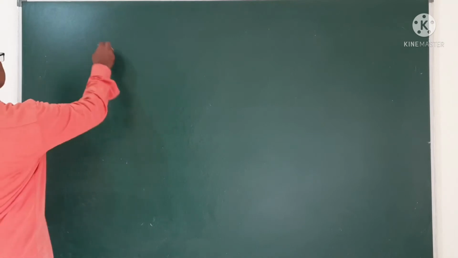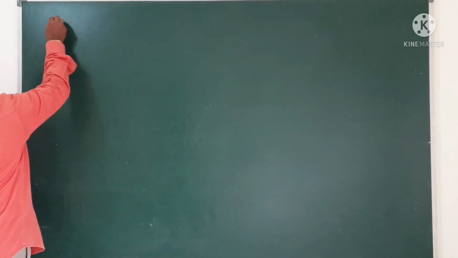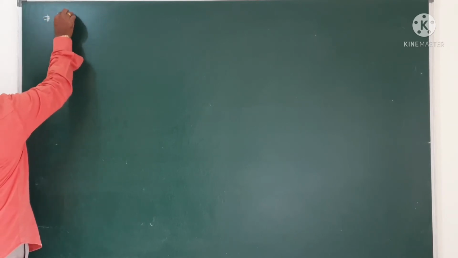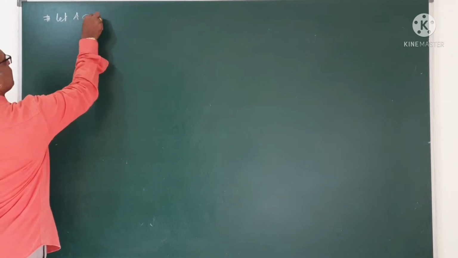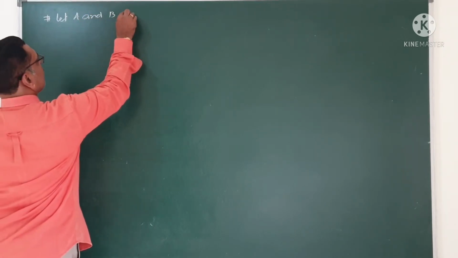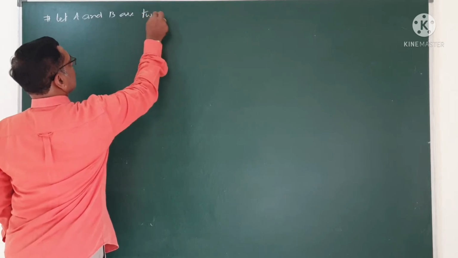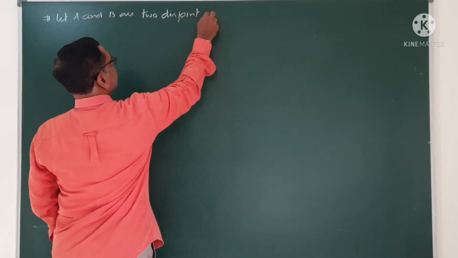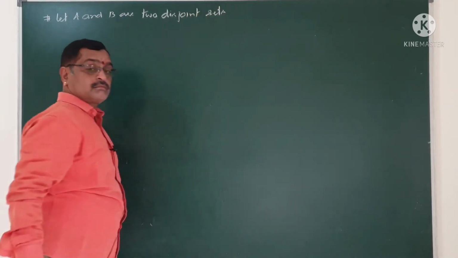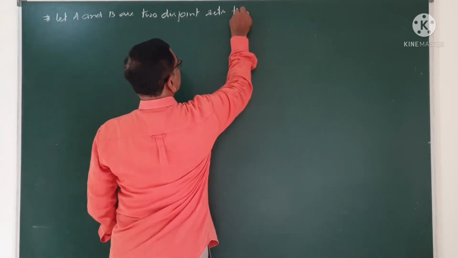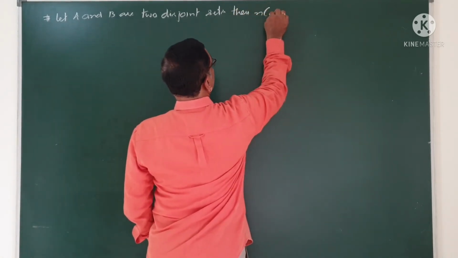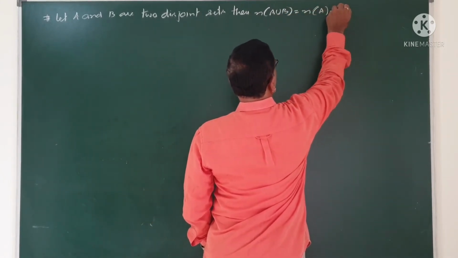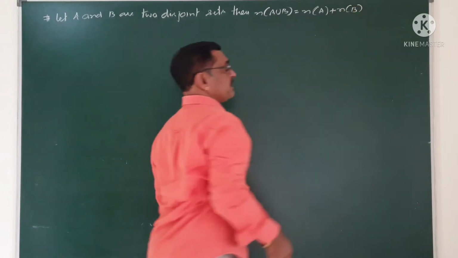Number one, let A and B be two disjoint sets. Then n of A union B is equal to n of A plus n of B.